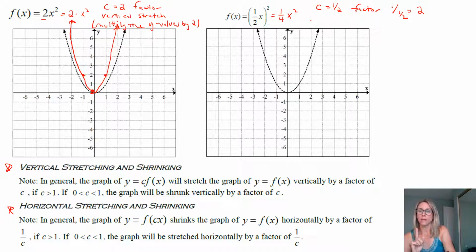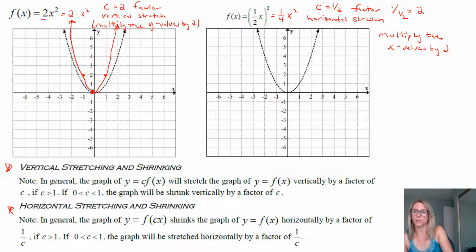So this is a horizontal stretch by a factor of 2. Now in this case, what we do is we multiply the x values by that factor, by 2. So again, 0, 0 stays 0, 0. Doesn't matter what you multiply it by, it's going to stay there. But we have the point 1, 2. Now if we multiply the x values by 2, we're going to have the point 2, 1.